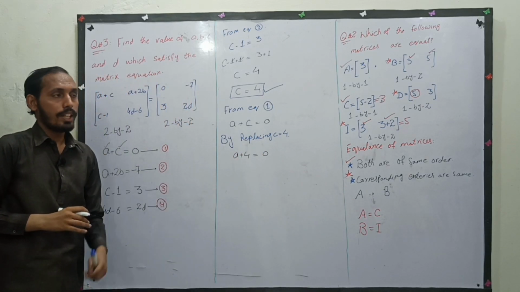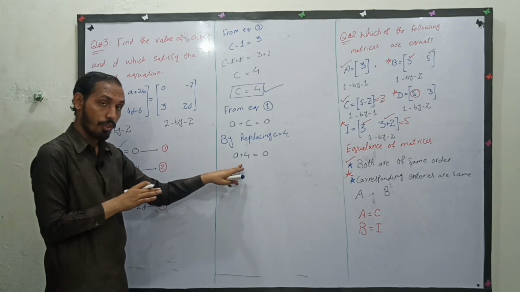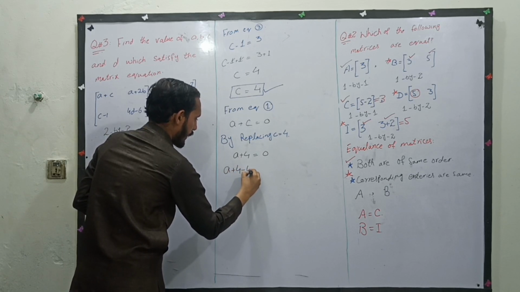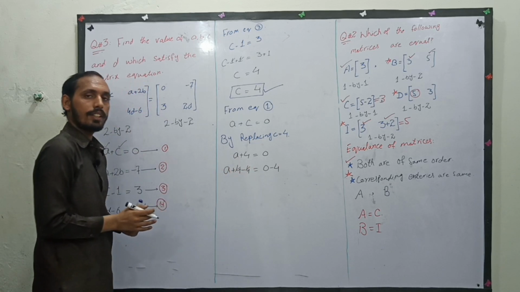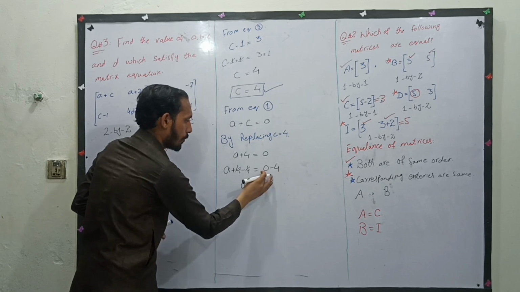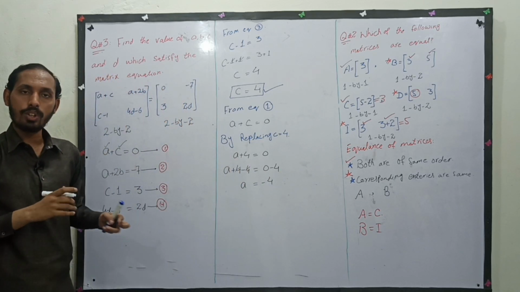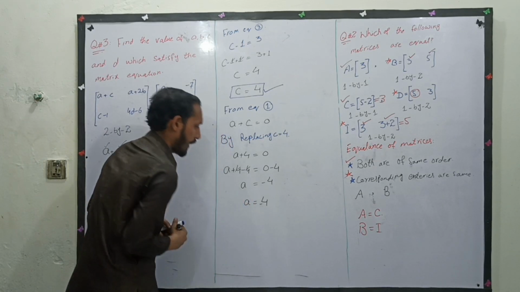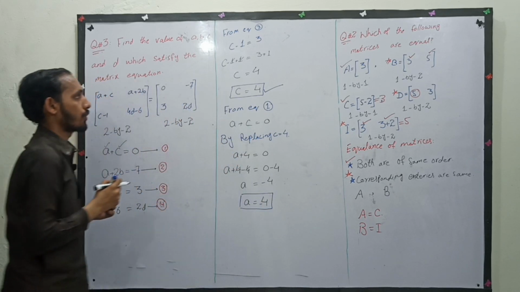To minimize this 4, if we subtract 4 from this equation, 4 minus 4 will be cancelled out because this is positive 4 and other one is negative 4. So a plus 4 minus 4 is equal to 0 minus 4. Positive 4 and negative 4 cancel out each other. A is equal to minus 4. So our answer is A is equal to negative or minus 4.